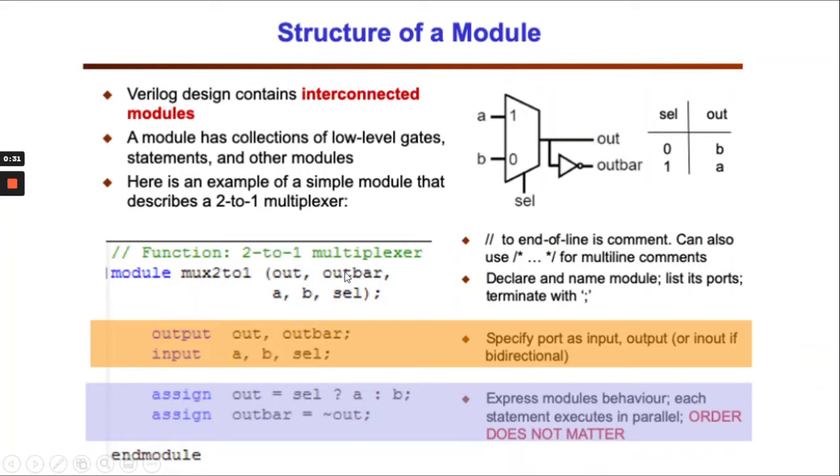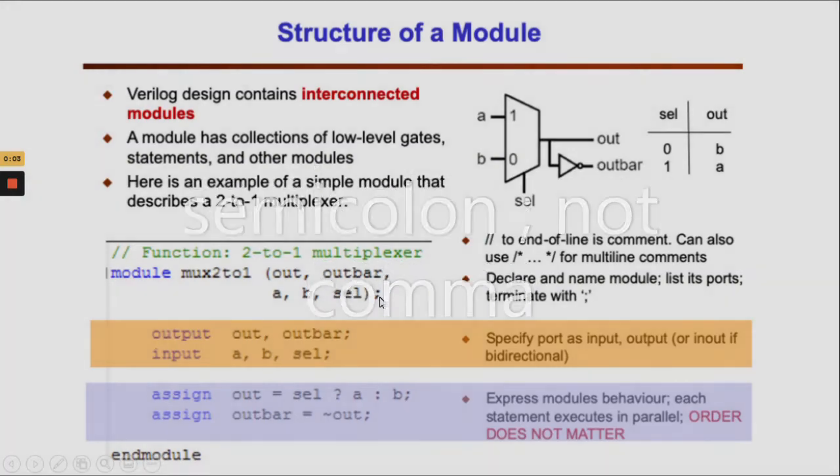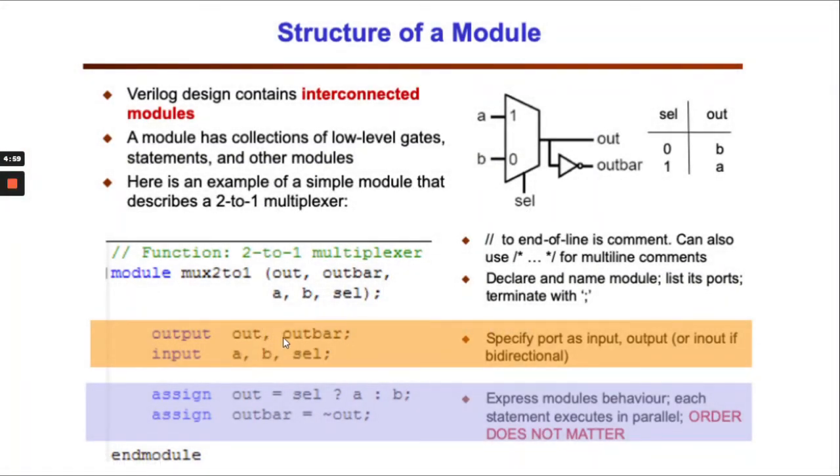And then we need to have a bracket. In this bracket, we are specifying the input and also the output of the circuit that we want to develop. In this case, we have out and out bar, which are the outputs, and A, B, and select as the inputs. Then you have to close the bracket, and don't forget this comma here. So the outputs in this case are out and out bar, and then we specify the inputs, which are A, B, and select.